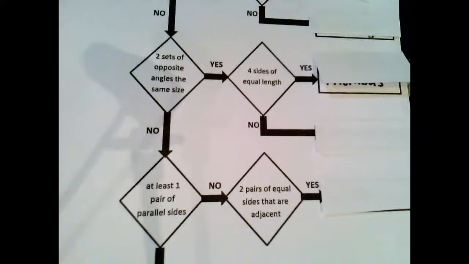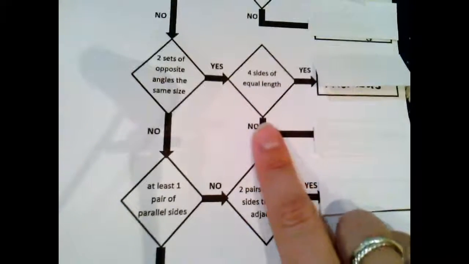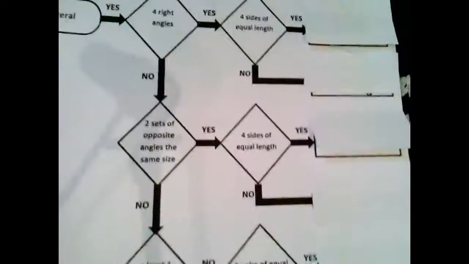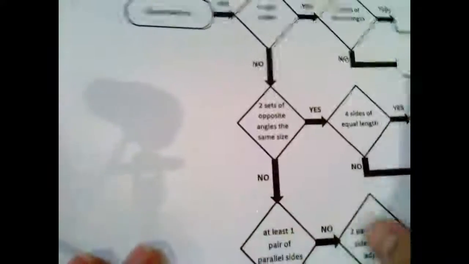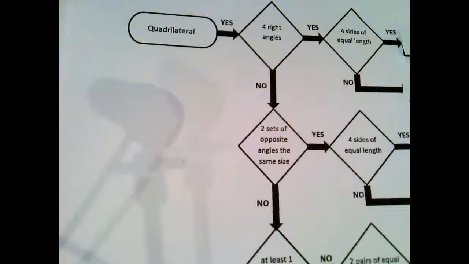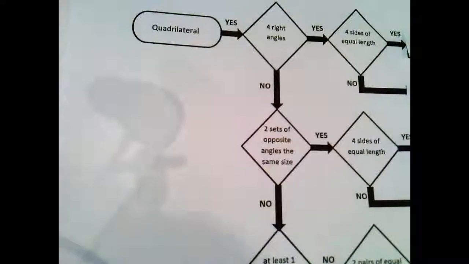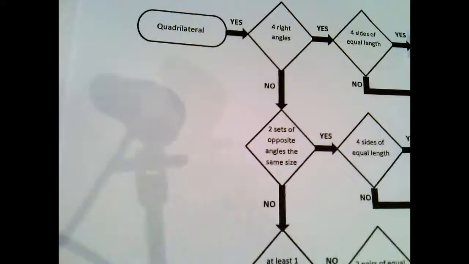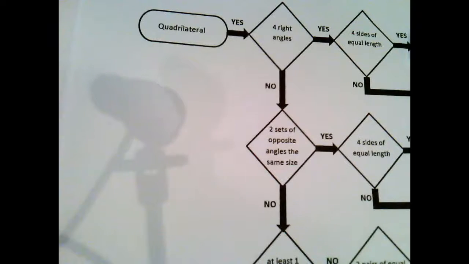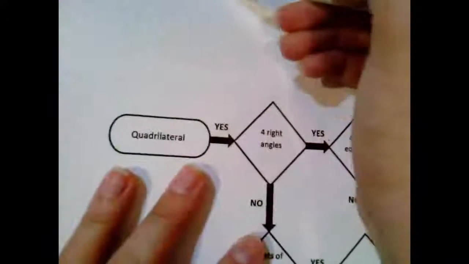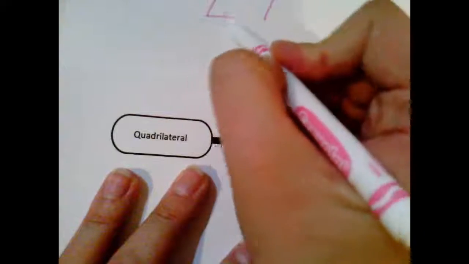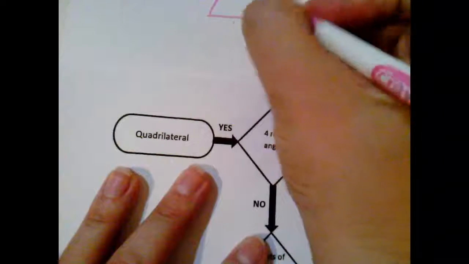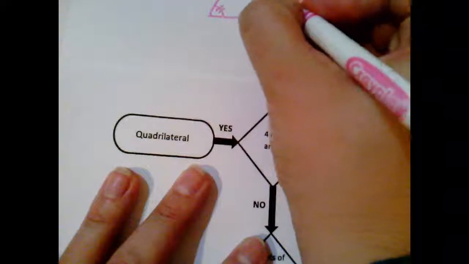Now, if there are 4 sides, we'll back up. The 4 sides are not always equal, but the opposite angles are the same size, so that helps with it. We can also think about the parallel lines to help us. The 2 sets of opposite angles the same size really means that we need to have 2 pairs of parallel sides, because those are what create those equivalent angles. So then this shape will look like this.